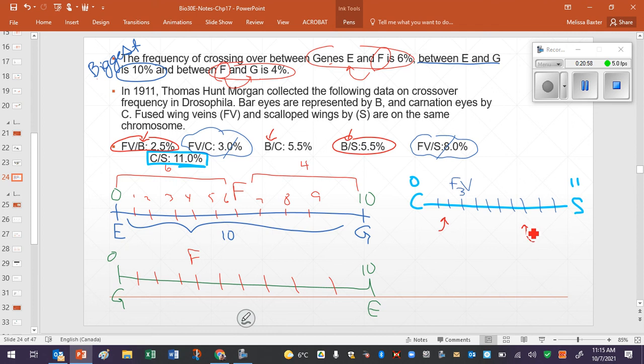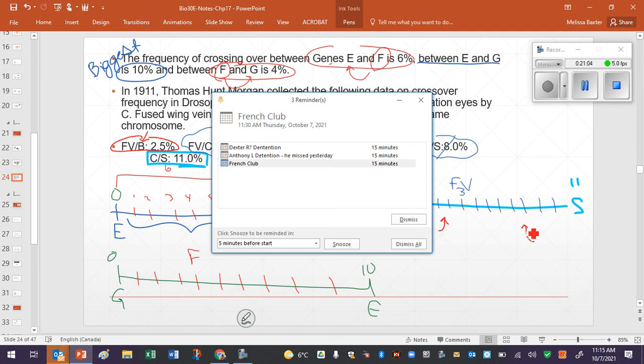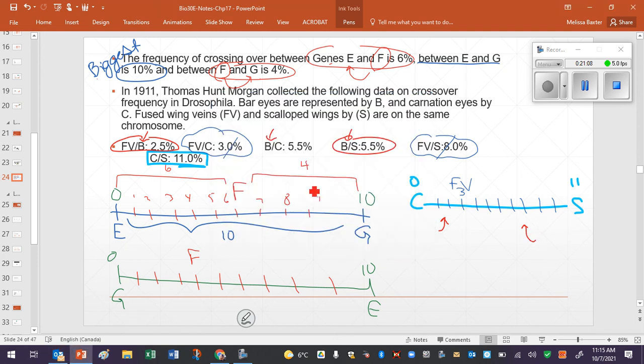When I look at the numbers, I would say to myself, based on that, it kind of looks like it should be on the right. If you're unsure, you can always try, but what you'll see is if you try putting it to the left, the numbers won't add up. So I'm going to put it to the right.